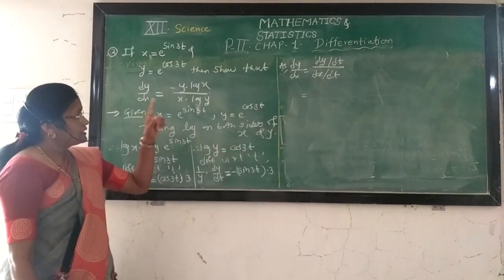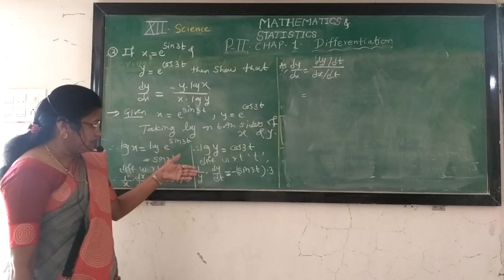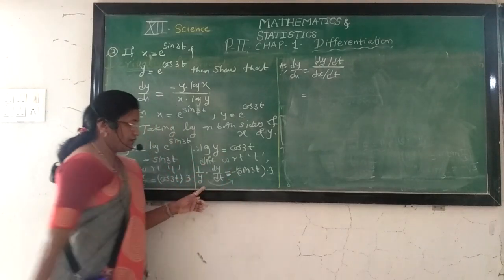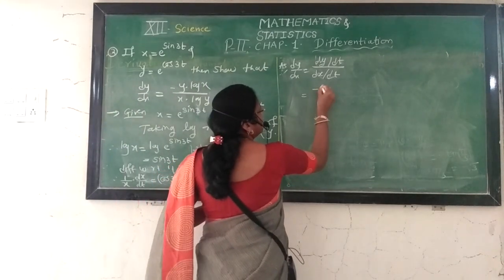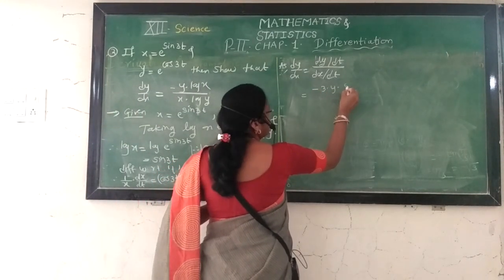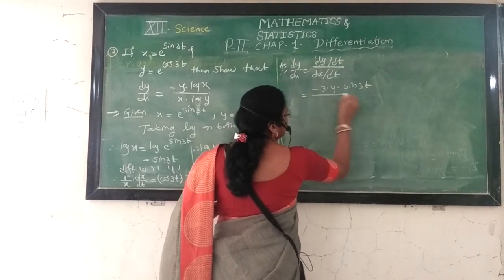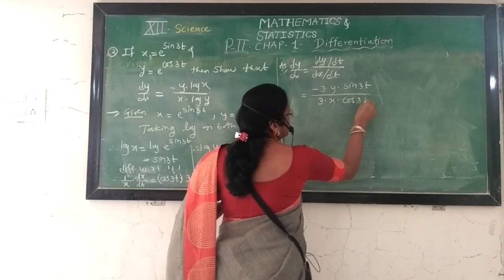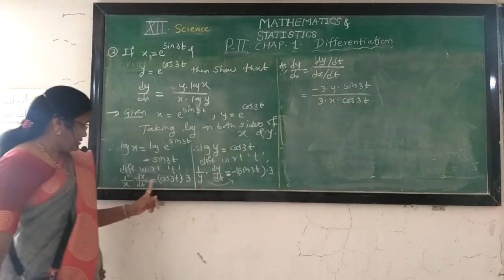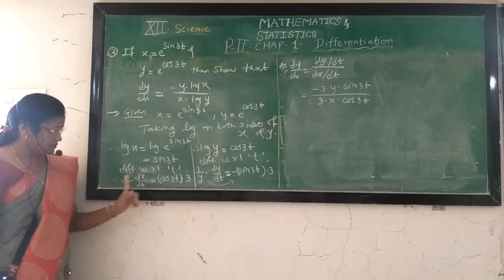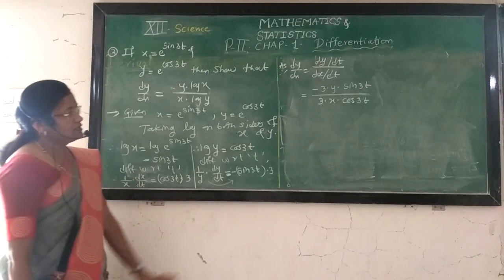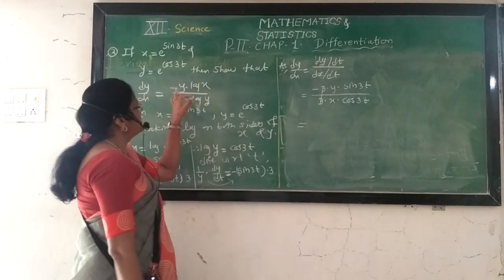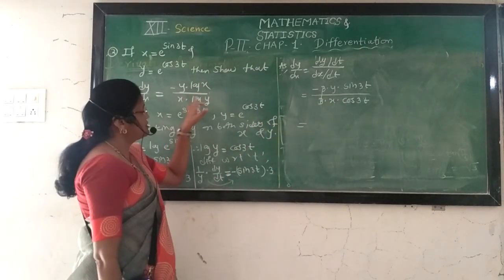dy by dt: from this equation we take dy by dt, by shifting y to the right side we get minus 3 into 1 into sin 3t, and here 3 into x into cos 3t. As we shift this x to the right side, so 3x and cos 3t. Now see here 3 is cancelled. To show: the answer is minus y times log x upon x times log y.